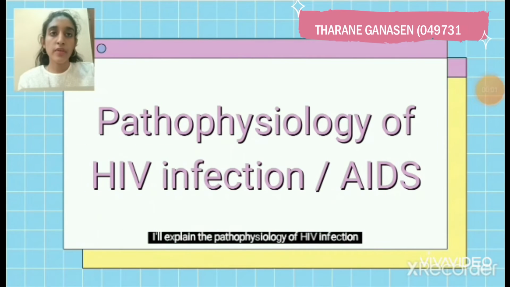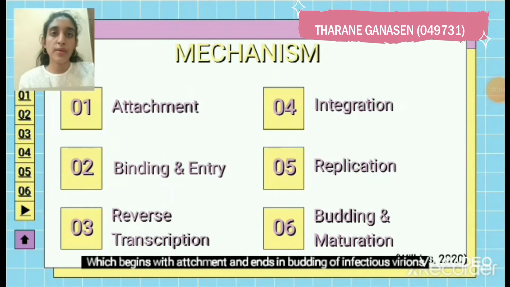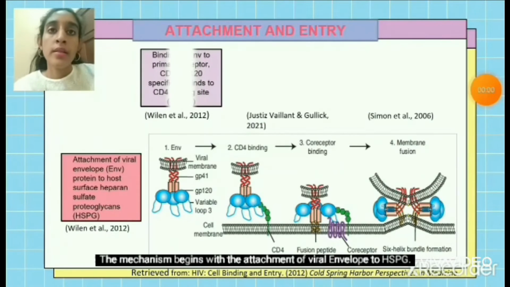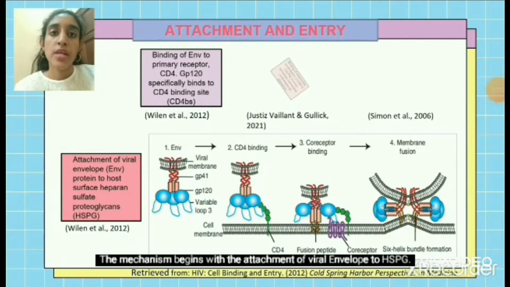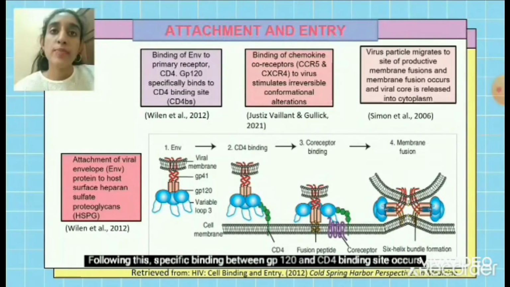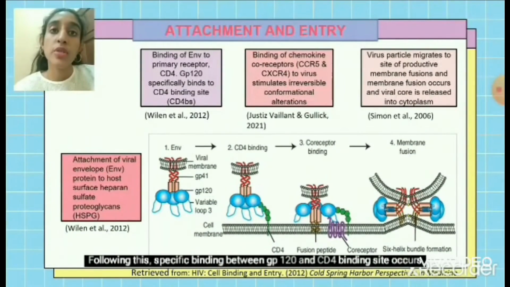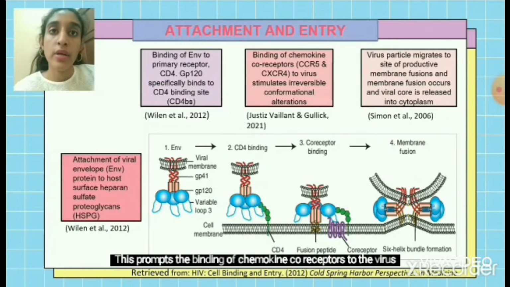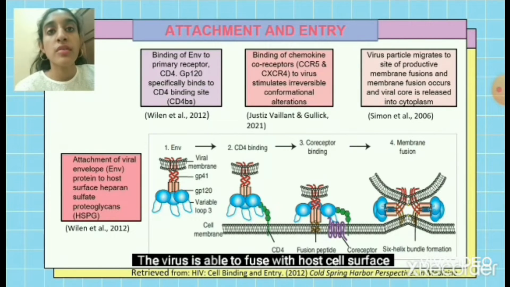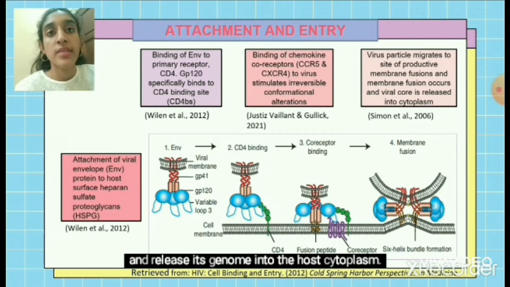I'll explain the pathophysiology of HIV infection, which begins with attachment and ends in the budding of mature infectious virions. The mechanism begins with the attachment of viral envelope to heparan sulfate proteoglycans. Following this, specific binding between glycoprotein 120 and CD4 binding site occurs. This prompts the binding of chemokine receptors to the virus that causes conformational alteration of the virus. Now the virus is able to fuse with the host cell surface and release its genome into the cytoplasm.